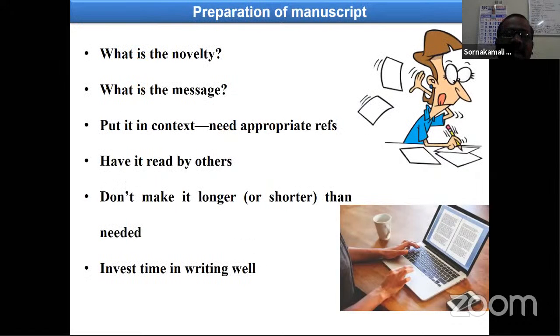Okay. So while preparing the manuscript, always you have to keep in mind what is the novelty, what is the message you are going to give. Then all the content you have to put in the text in the appropriate way. Then you should not make a longer manuscript or too short a manuscript. So we have to restrict the length. Always you have to invest the time while writing the manuscript.